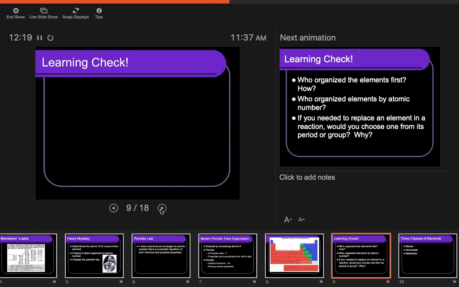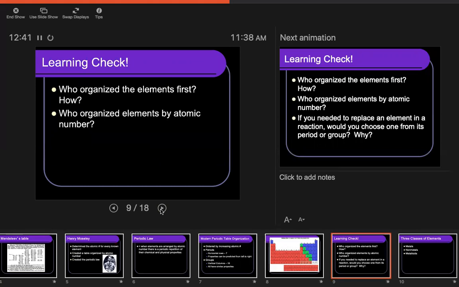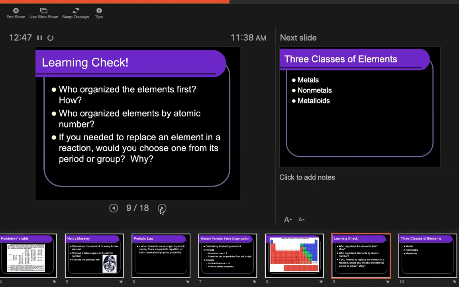All right, you don't have to write this down, but just think, who organized the elements first? Who's the first person? Has the funny name. Mendeleev. And what did he do? How did he organize them? What method did he use? Properties and then atomic mass. Perfect. All right, then who did it by atomic number? Moseley. Very good. All right, now ask this question based on what we know. If you needed to replace an element in a reaction, would you want to pick one from the same period or the same group? Group. And why is that? They're going to act the same. Very good. All right.